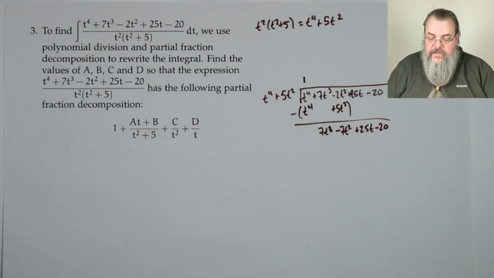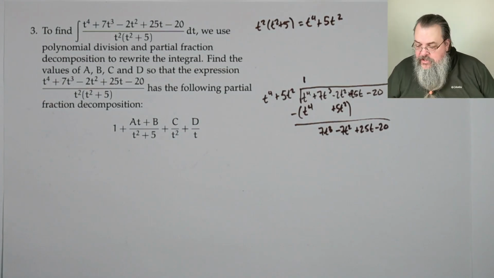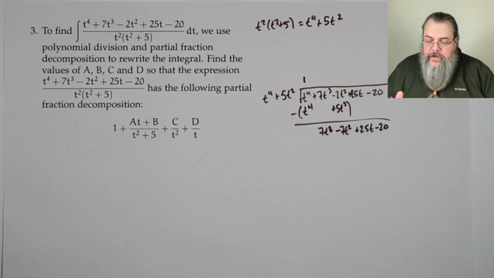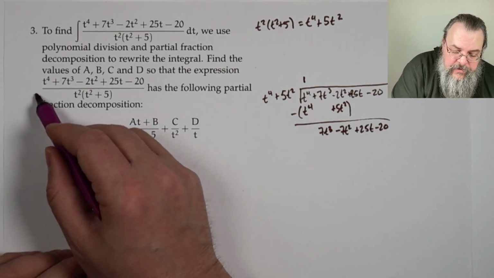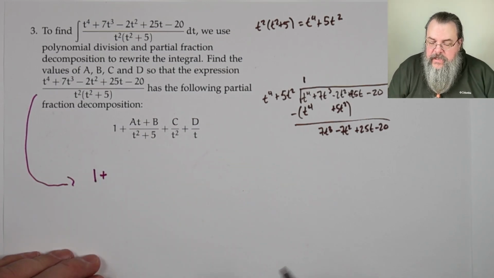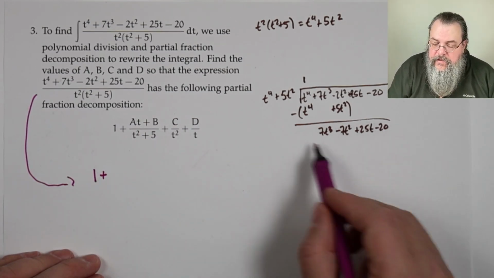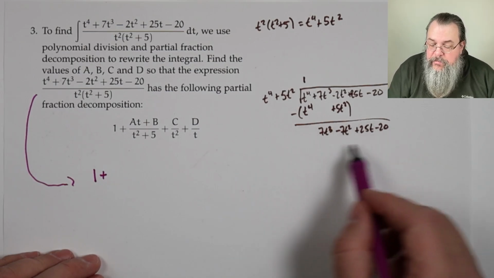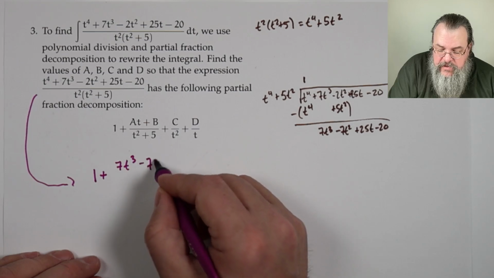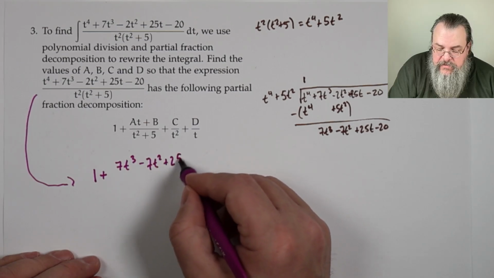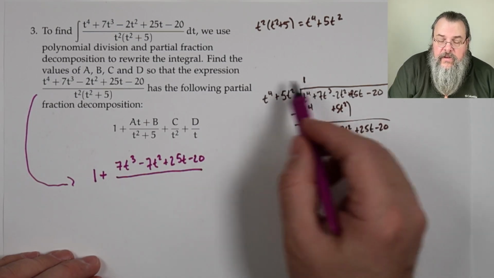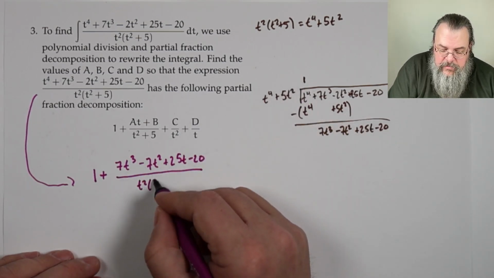All right, so what does that tell us? Well, it tells us the following. After doing our long division, this expression looks like 1 plus the remainder. So that's our 7t cubed minus 7t squared plus 25t minus 20, divided by this divisor, t squared times t squared plus 5.